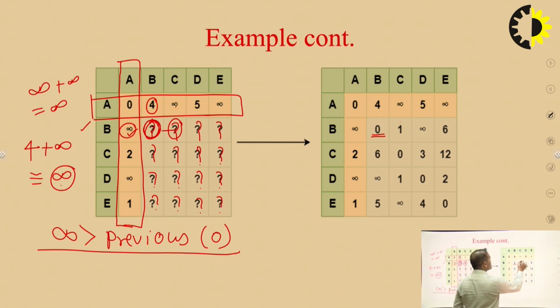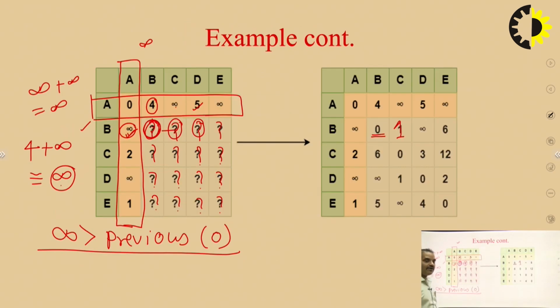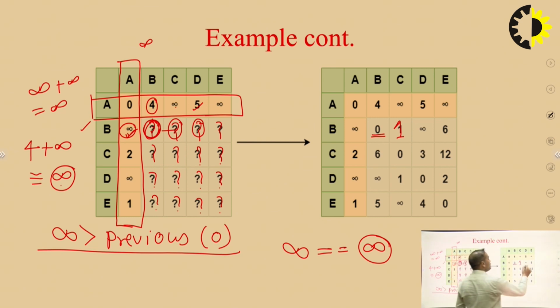We write the previous value, and the previous value is 1, so we can't change the value of this cell. Now what is the value of this cell? The value of this cell is infinity plus 5, which is infinity, and the previous value of this cell is also infinity, so we do not change the value, because both are the same. The calculated value and the previous value are both infinity, so we do not update this value, and we write infinity here. Now we want to find the value of this cell.